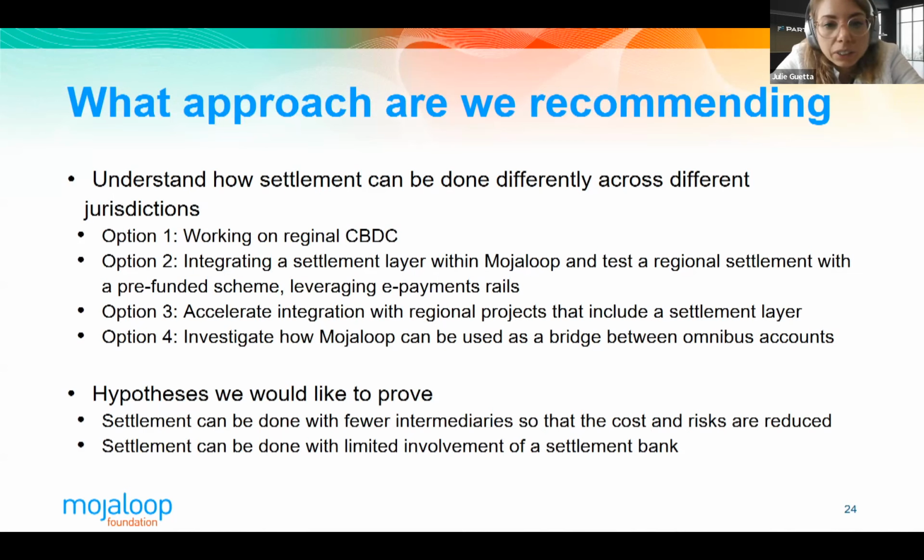Option 3 could be trying to accelerate integration with a regional project that includes a settlement layer. And option 4 could be to investigate how Mojaloop can be used as a bridge between omnibus accounts. Omnibus accounts is currently a solution being looked at in the UK. It's being looked at in several jurisdictions, and the idea is to leverage central bank money to settle 24/7. But today, on a cross-border basis, there is no bridge between omnibus accounts. So the idea would be to potentially look at this.